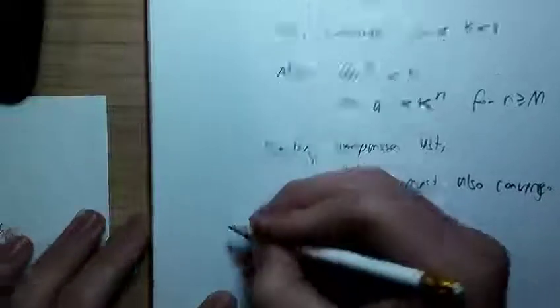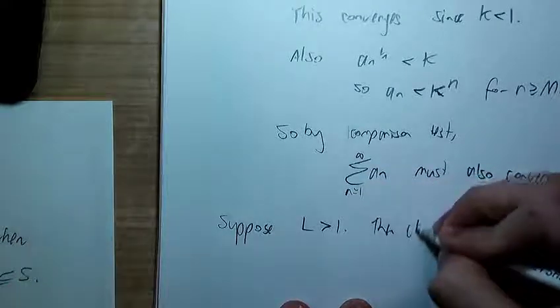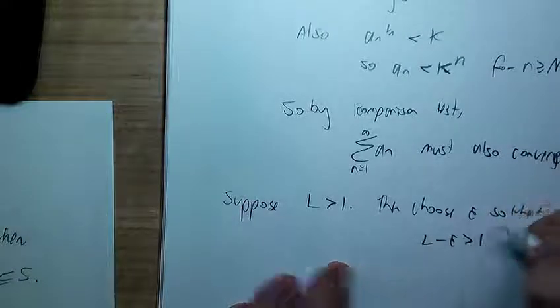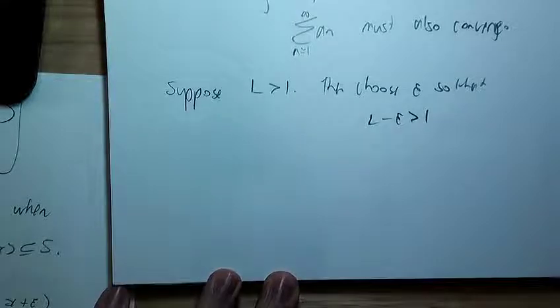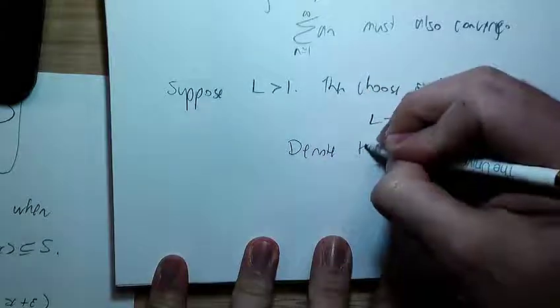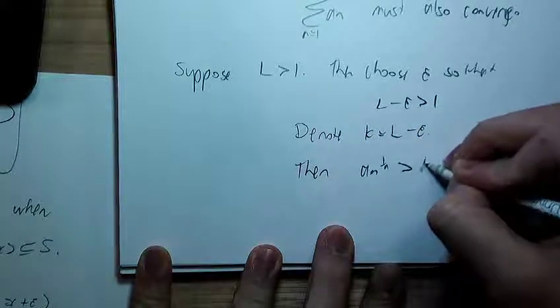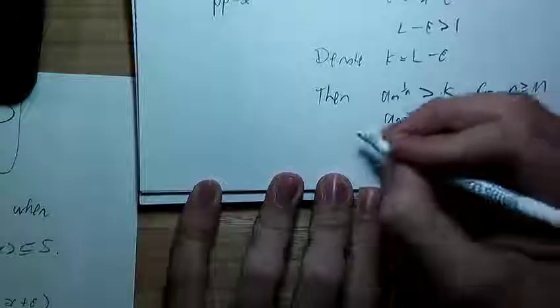And then I suppose we could say, suppose L is greater than 1. Choose epsilon so that L minus epsilon is greater than 1, and then we can do exactly the same thing with another k, but this time it's going to compare the other way. My thing is greater than something that doesn't converge, and so this one can't either. Then a_n to the 1 on n is greater than k for n greater than m, and a_n is greater than k to the n. And then we'll just do the whole thing, then it's complete.